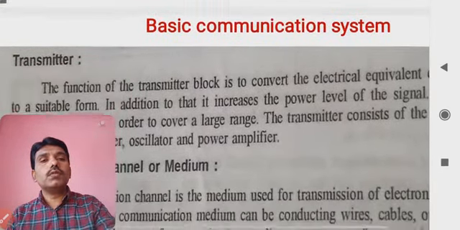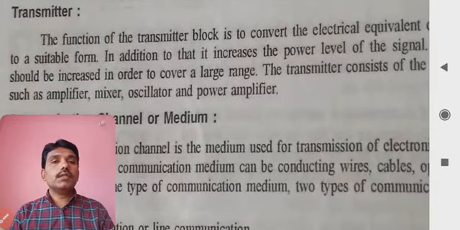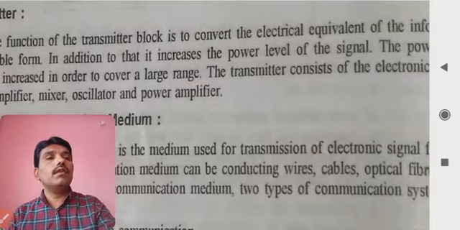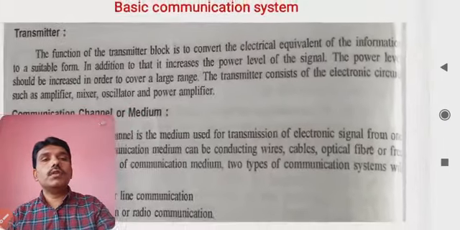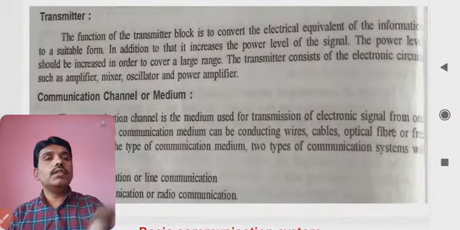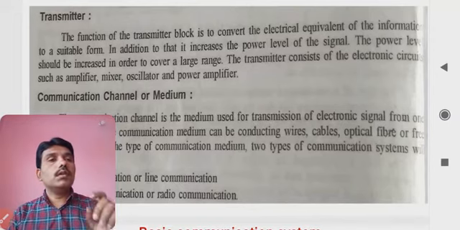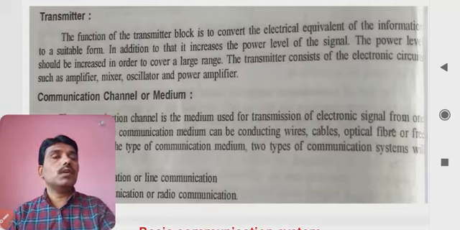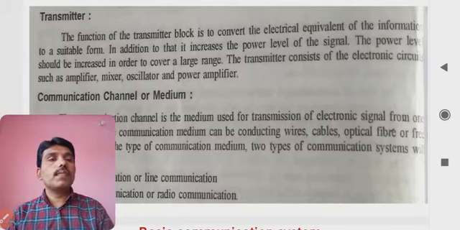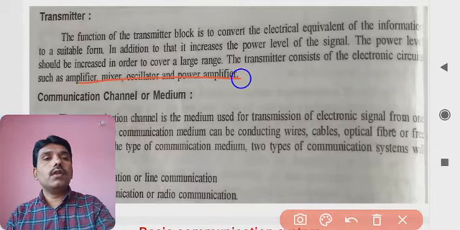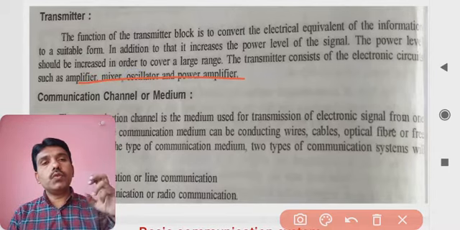Now the transmitter. The function of the transmitter block is to convert the information into a suitable electrical equivalent, and in addition the power level of the signal can be raised, because distance has to be covered. We need power amplifiers there, which increase the strength of the signal to cover the larger distance. The transmitter consists of electronic circuits: amplifier, mixer, oscillator, and power amplifier, all there so that the signal can go a longer distance.